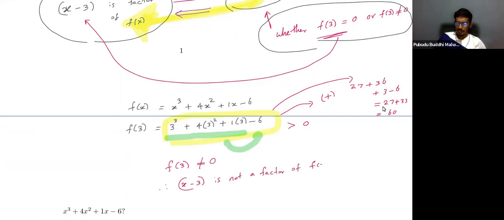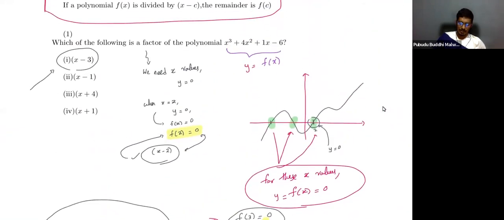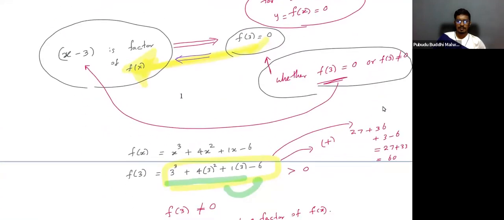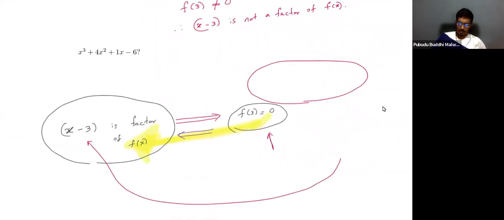Similarly, try all the other factors. Then you can try x minus 1. For that, just need to change this statement. Let me write this one. Instead of x minus 3, now we are working with x minus 1. Here f of 1. That's all. Just check whether f of 1 equals 0 or not.